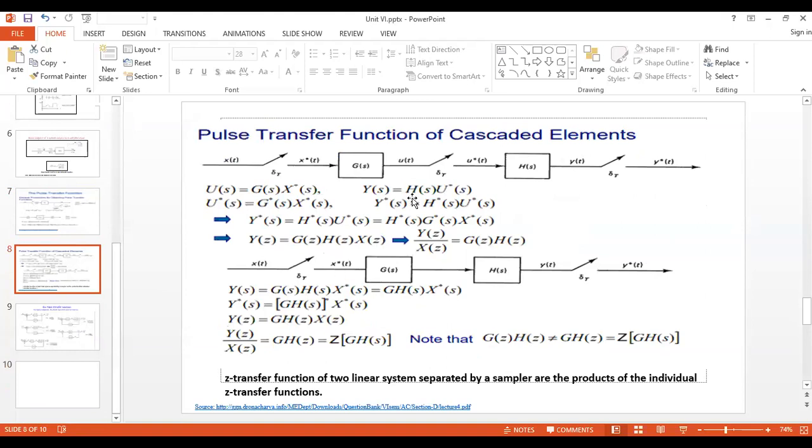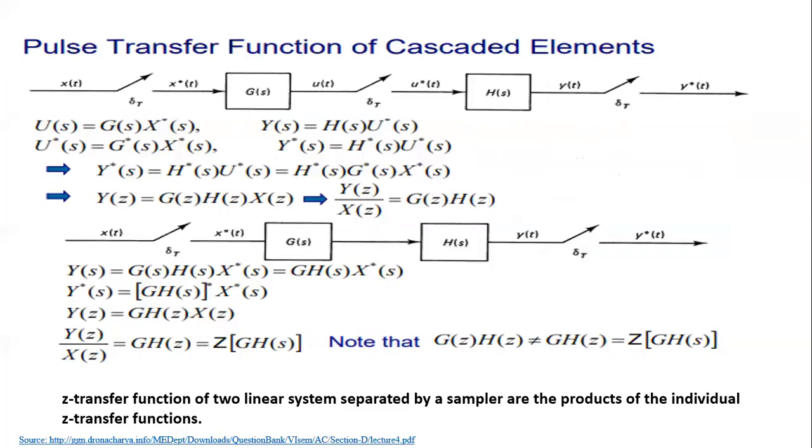Let's get started here. Let's start the pulse transfer of cascaded elements. So I have these two elements and a sampler in between. So you have two linear systems which are separated by a sampler. A sampler is used in between. So you can do it in the same process that we ended up doing.